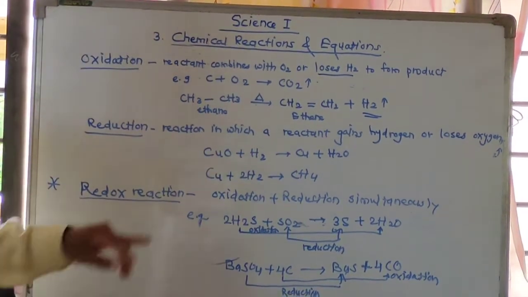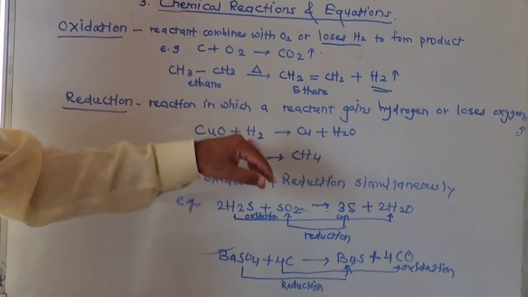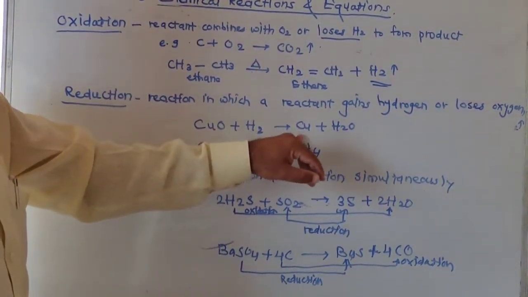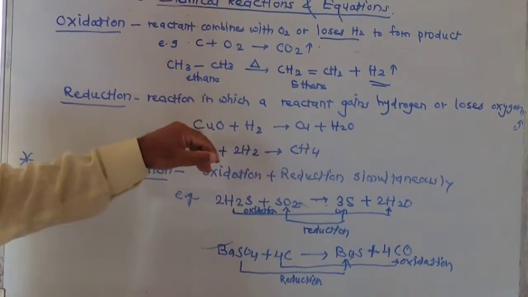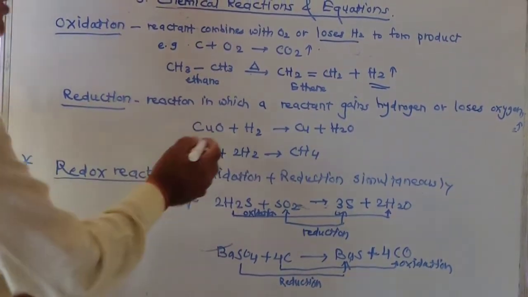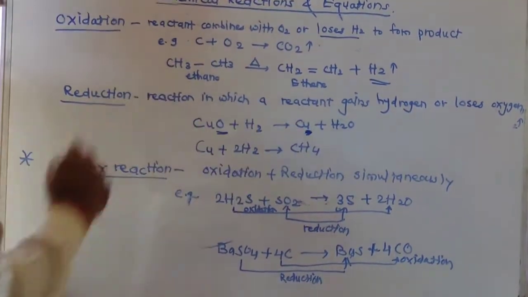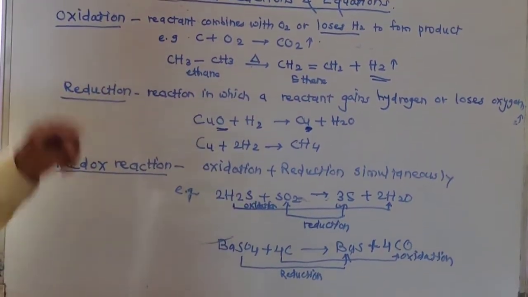Now let us see some examples. First one, copper oxide is reacted with hydrogen gas. We find that there is a formation of copper and water molecule. Now here we find that there is a loss of oxygen. So this reaction is known as reduction reaction.